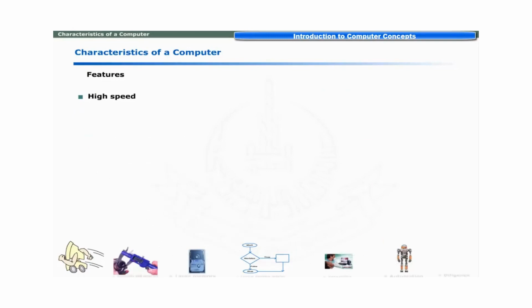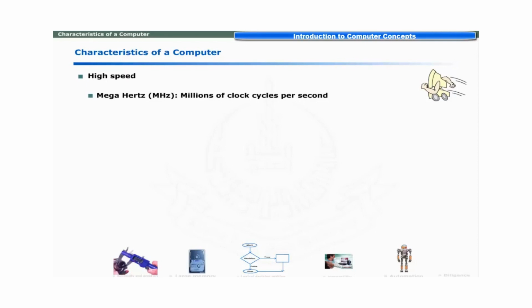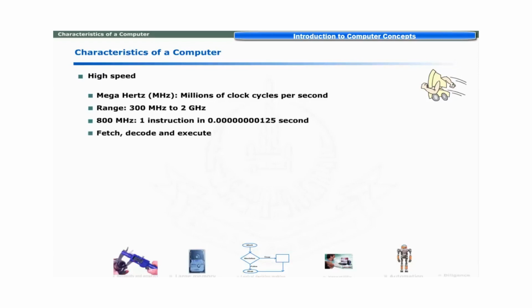First feature of computer is its speed. The speed of personal computer is measured in terms of megahertz. That is millions of clock cycles generated by microprocessor clock in 1 second. Most modern microcomputers are rated from 300 megahertz to 2 gigahertz. A typical 800 megahertz computer takes a very small fraction of a second to complete 1 cycle. Normally, several clock cycles are required to fetch a single instruction from memory, decode it, and execute it.